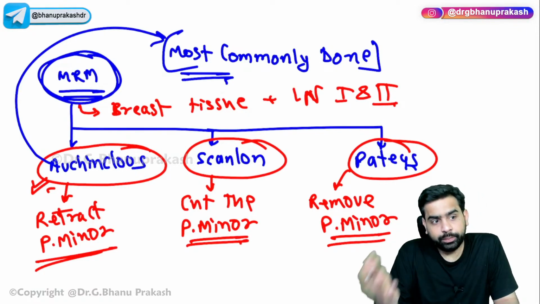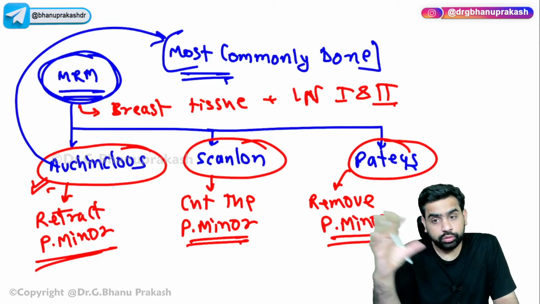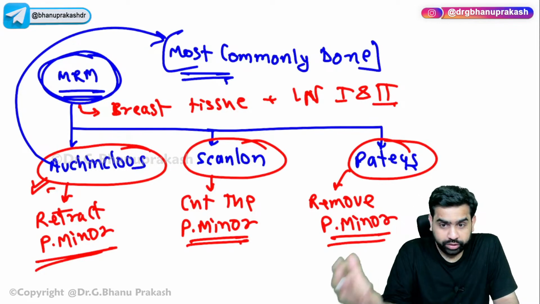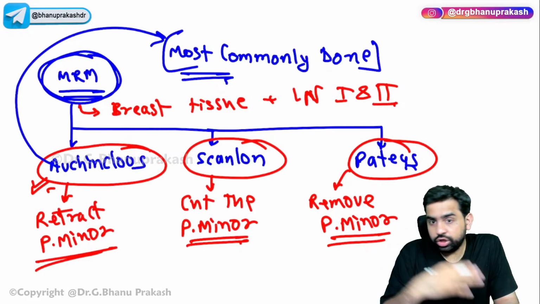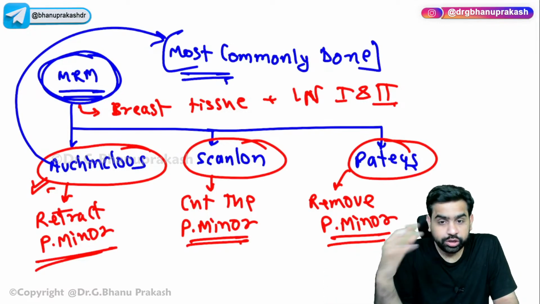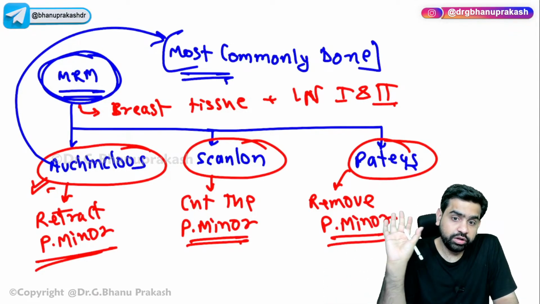In the radical mastectomy, you remove the pectoralis major and the minor. You remove the breast tissue, that's fine, but you also remove the pectoralis major, the pectoralis minor, and lymph node stations 1, 2, and 3. All these things you remove in the radical mastectomy.